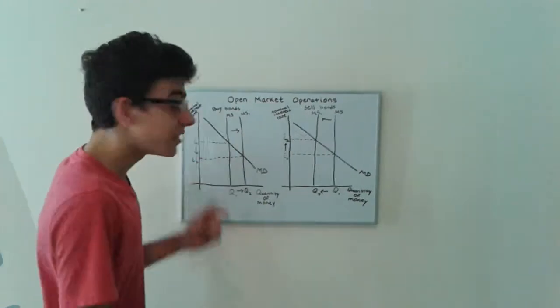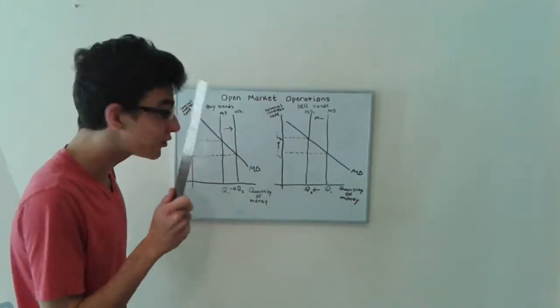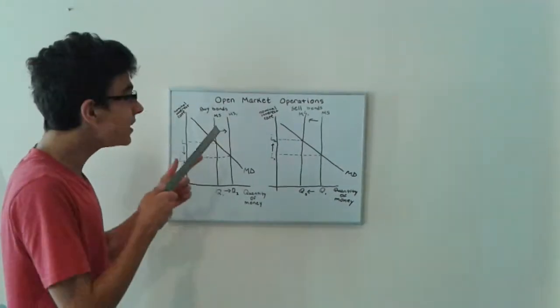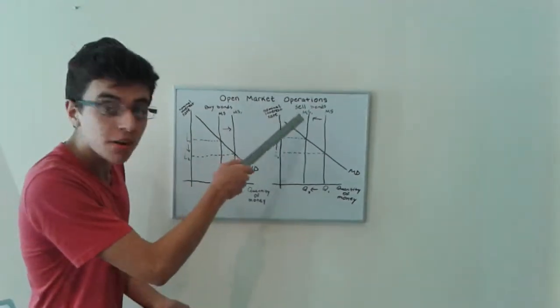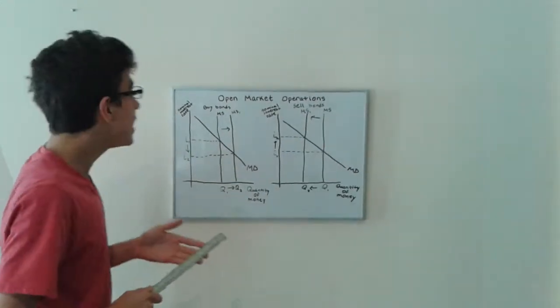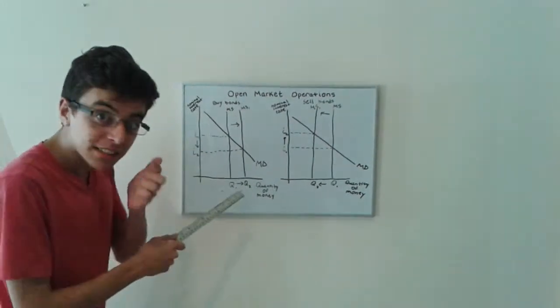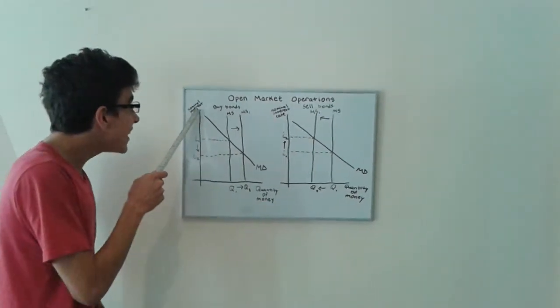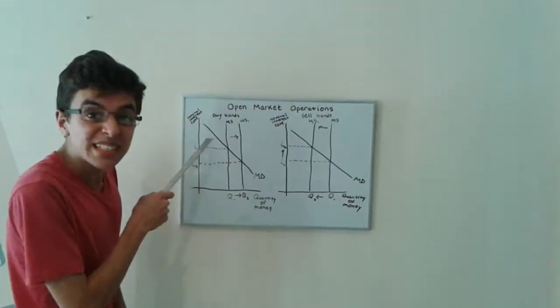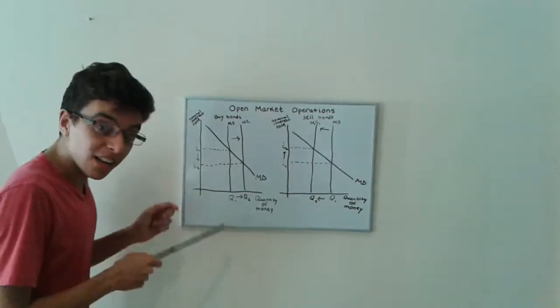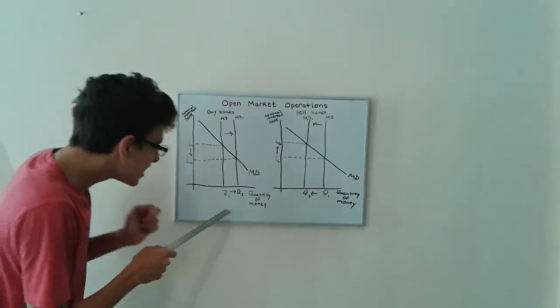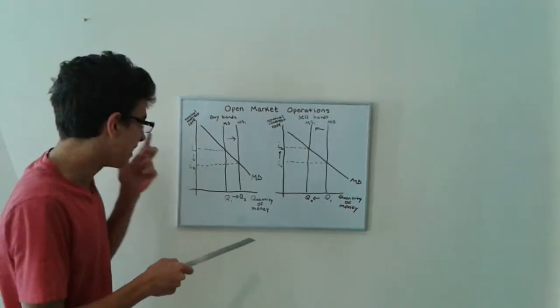Hello, alright, so it is Professor Balashov back. Now I will be telling you how to read the open market operations. As you can see on the latitude side, it reads right here, nominal interest rate. Now, on the longitude side, it says quantity of money.